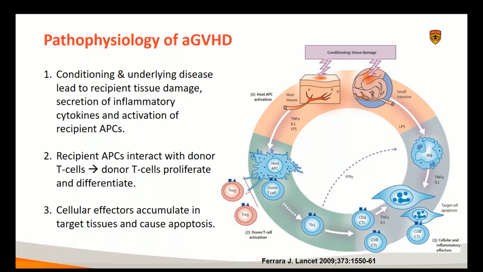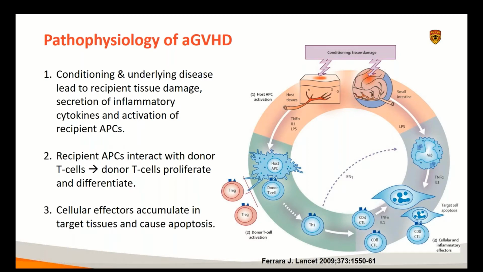It's from a review that was published in The Lancet in 2009, but I think it's still very relevant to clinicians in terms of understanding how acute graft versus host disease happens. In number one, on the left side here, what's really important in the initiation of acute graft versus host disease is damage to the recipient GI tract.